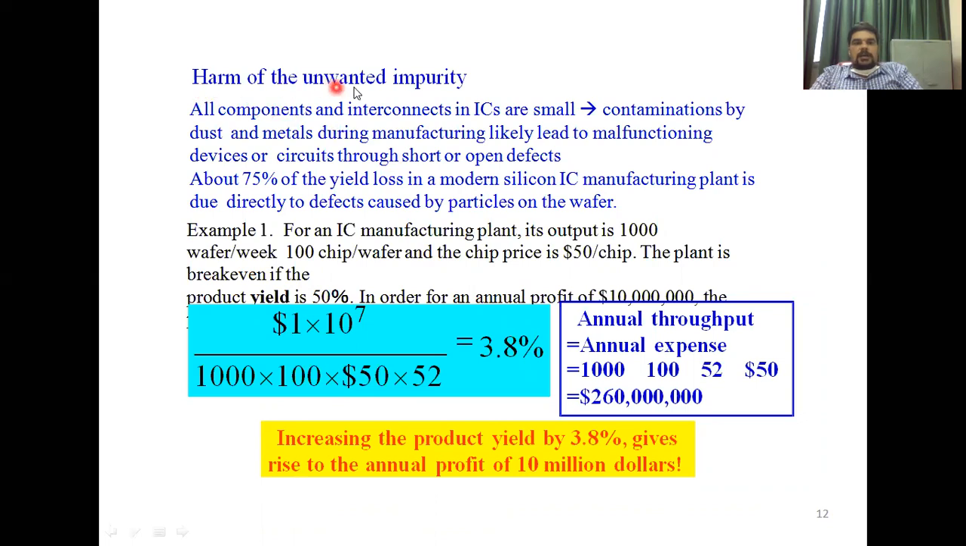So what is the harm of unwanted impurities? Contamination by dust and metals during manufacturing likely leads to malfunctioning devices. About 70% of the yield loss in a modern silicon IC manufacturing plant is due directly to defects caused by particles on the wafer. So this is one example, where we are calculating basically the product yield.